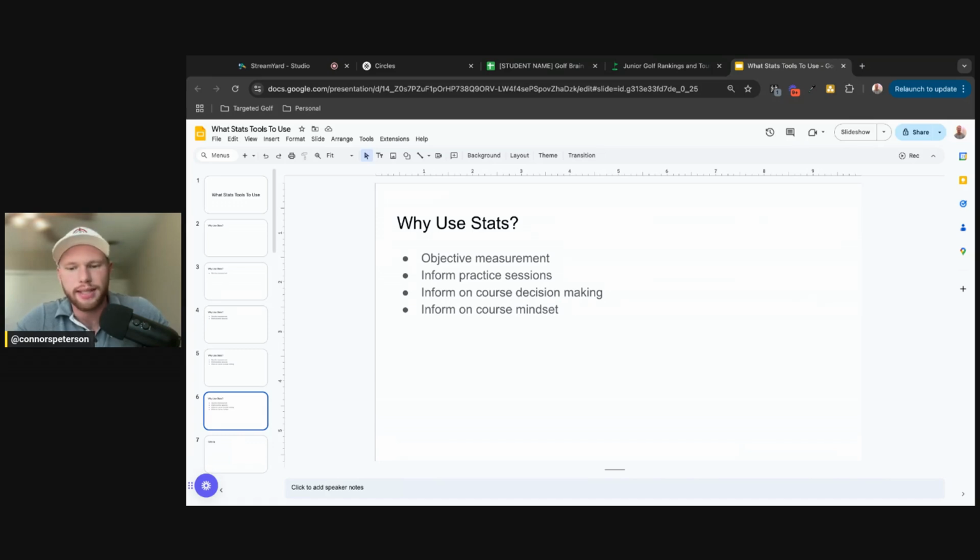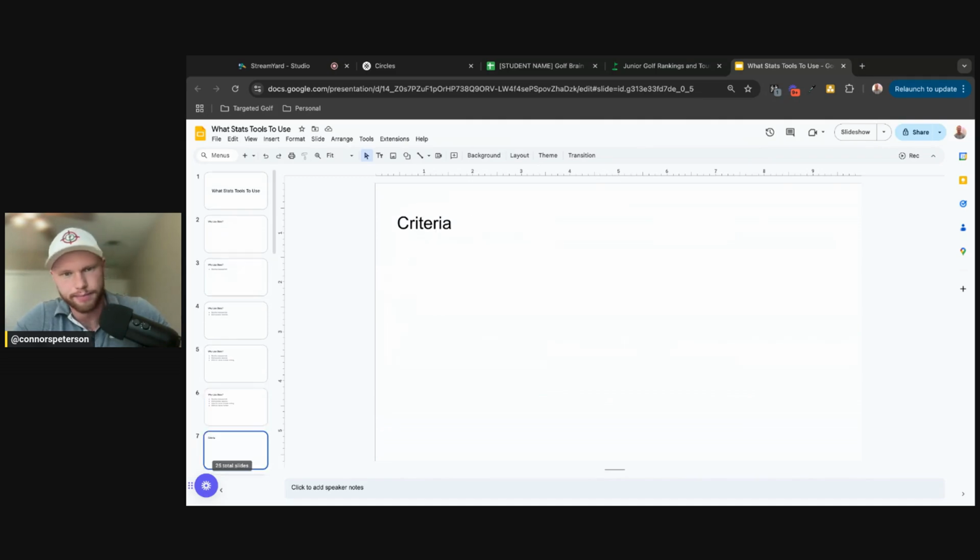And so having the right statistics is actually going to help us look at the things that contribute to causing good scores and allow us to focus on those overall trends moving in a positive direction, rather than just momentary, like, hey, I did well in that tournament.